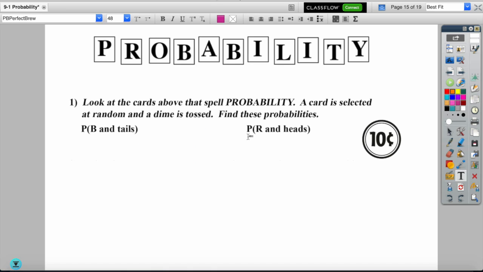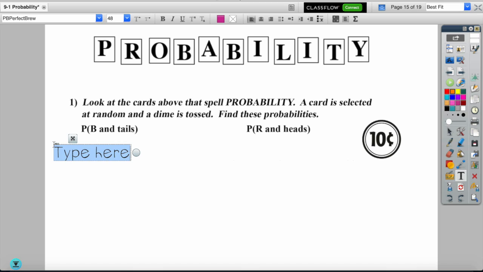So let's take a look. Look at the cards above that spell the word probability, okay? A card is selected at random and a dime is tossed. We're looking for the probabilities of these two different things. As you can see, it is written in the notation of P, parentheses, event. This time we have two events, two compound probabilities.